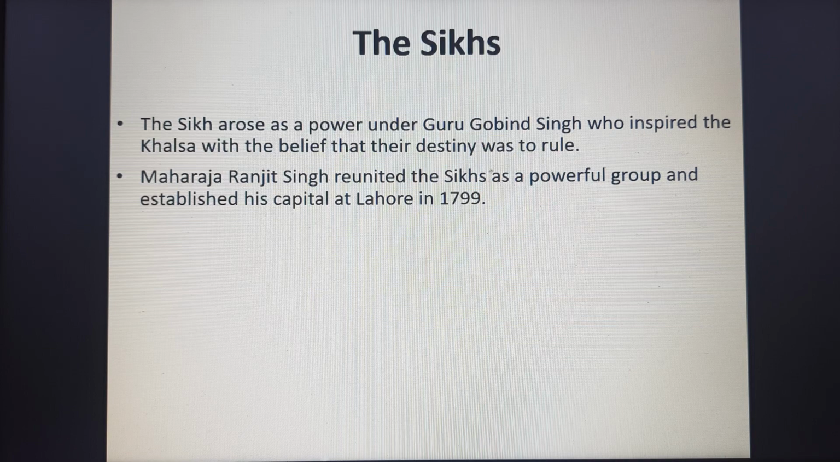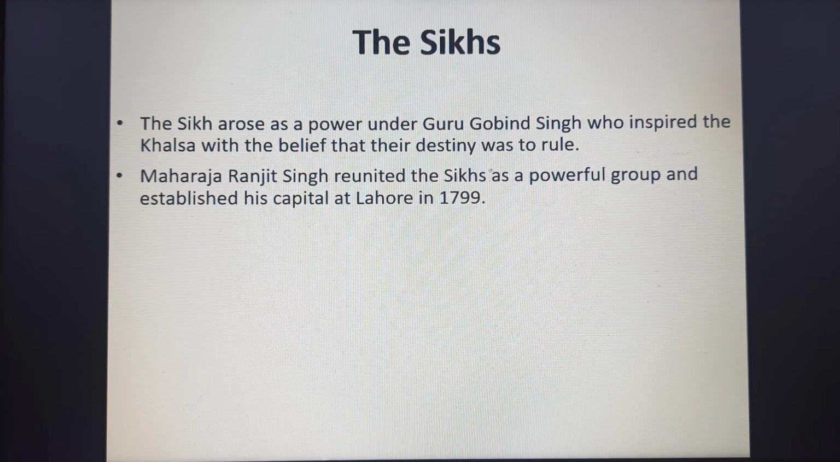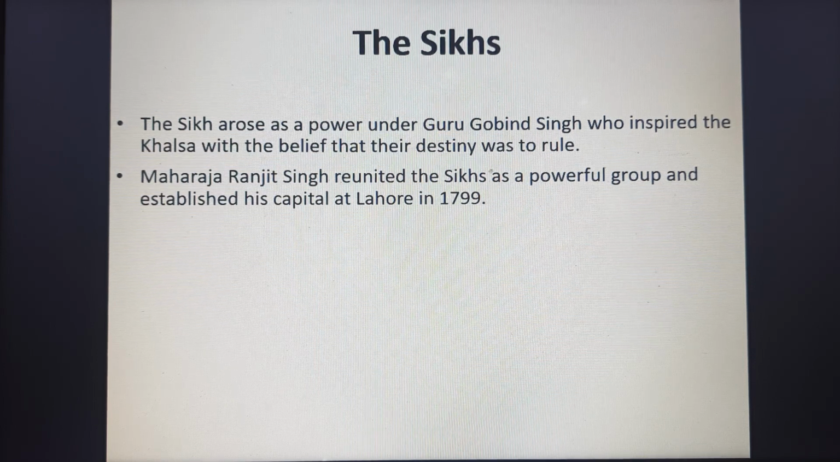Maharaja Ranjit Singh reunited the Sikhs as a powerful group and established his capital at Lahore in 1799. Lahore is in Pakistan now, but that was a part of India earlier, in 1799.